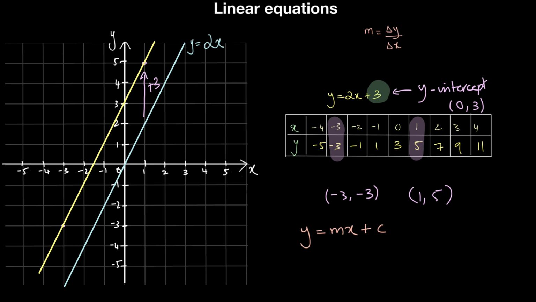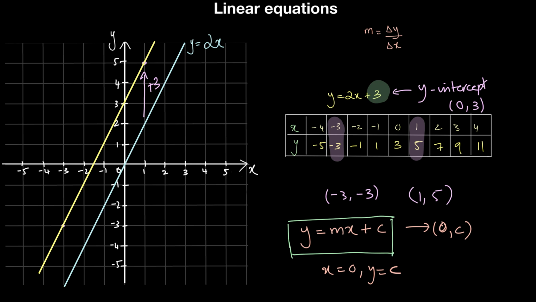The coordinates of c are always going to be 0, c. So the c over here is the value when x is 0, y is equal to c. And this way of representing a linear equation is called the slope-intercept form.